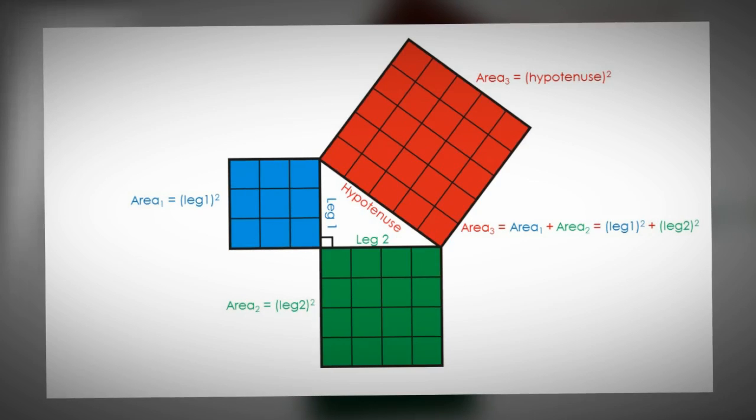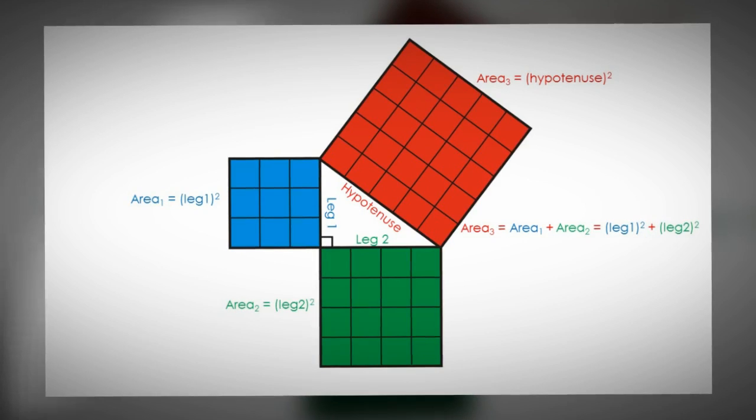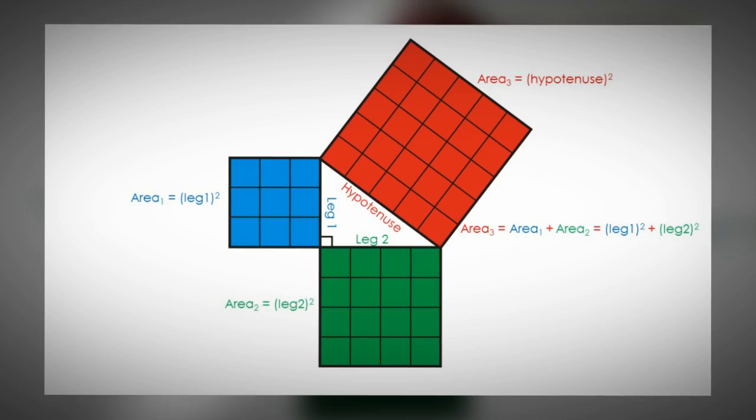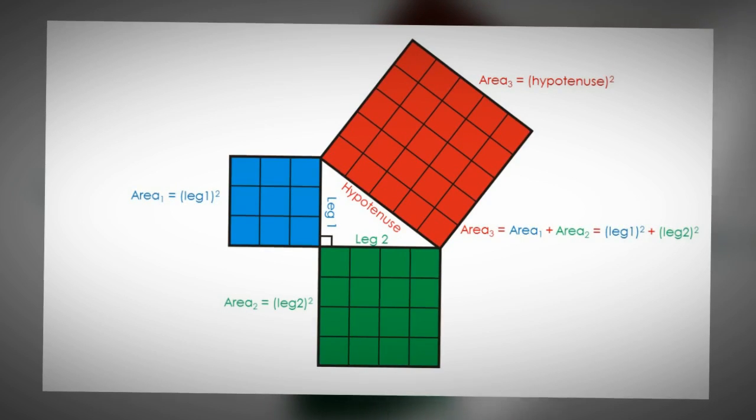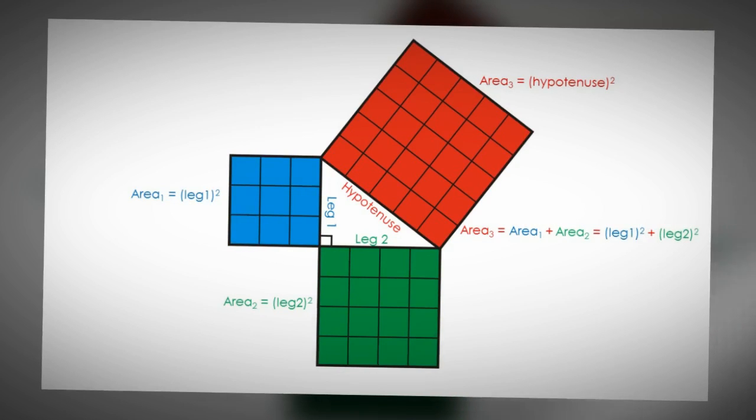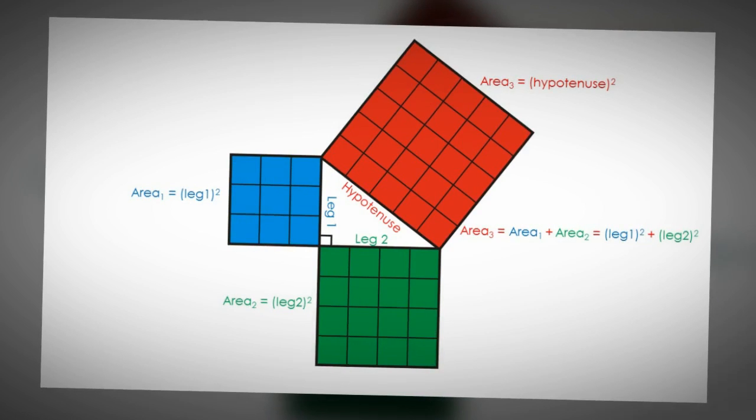The area of the blue square is leg 1 squared. The area of the green square is leg 2 squared. The area of the red square is hypotenuse squared. When you add the area of the blue and green square, you will find that it is equal to the area of the red square.